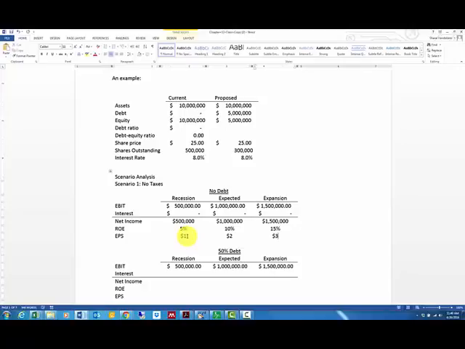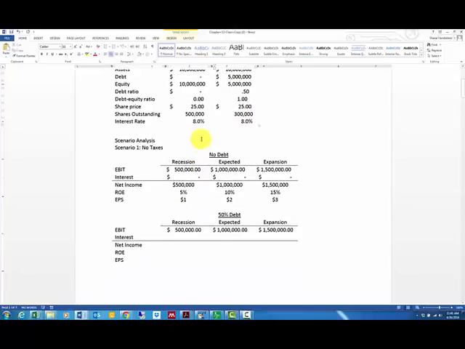In the second situation, now we're saying we're going to take on 50% debt. So our debt ratio up here is 0.50, and our debt to equity ratio, so that's our amount of debt divided by our amount of equity, would be 5 million divided by 5 million, or 1.00. Okay. So our interest expense, and this is why I needed to change this to 8%.